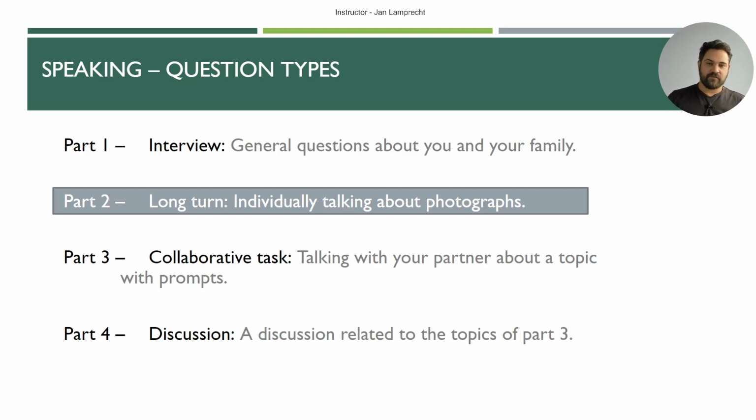Where are we? We're in the speaking section, in part two. We finished the interview, part one. Now we're in part two. This is the long turn, individually talking about photographs. We're going to look at that in more detail now.